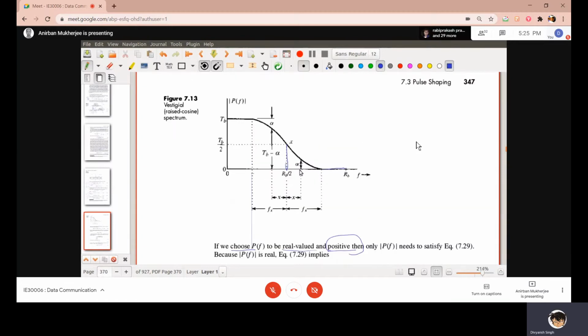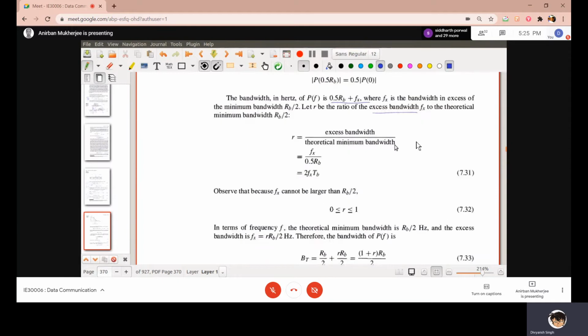This is called the excess bandwidth over R, because the minimum bandwidth was RB by 2. The excess bandwidth was fx, and I am assuming R is called the roll-off factor. So it is excess bandwidth by minimum bandwidth, fx by 0.5 RB, that means 2 fx by RB.